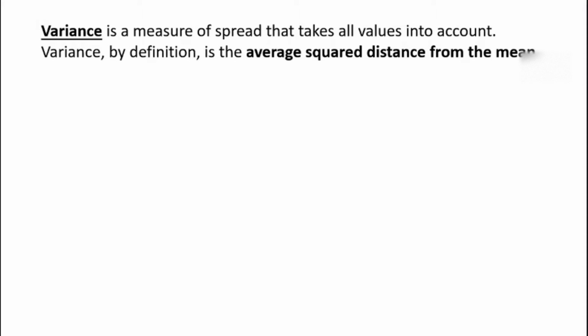Okay, so let's just start with a definition. The variance is the average squared distance from the mean. So let's try and break that down. We'll start with some notation. The notation we use for the variance is sigma squared. Now the squared is very important. Variance will always have a squared on it.